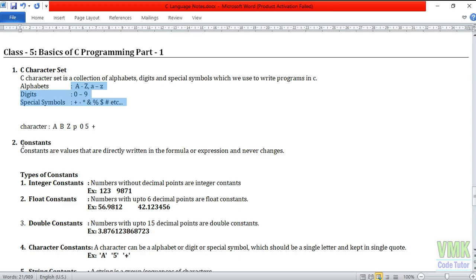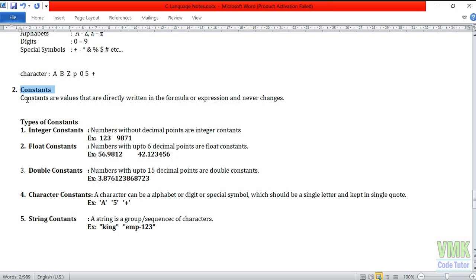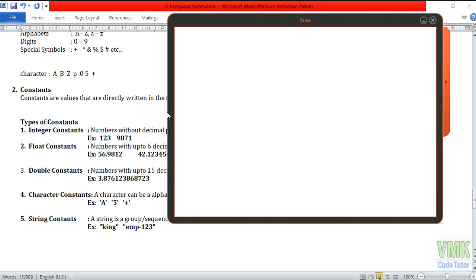Second, we are going to understand constants. What do you mean by constants? Constants are values that are directly written in the formula or expression and never change. Let us understand what this means. For example, take C is equal to 10 plus 5. These particular 10 and 5 are called constants, because 10 is always 10 and 5 is always 5. This 10 and 5 never change.